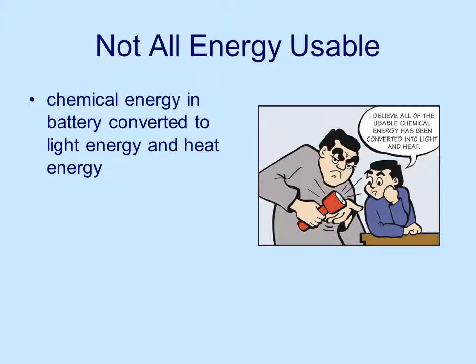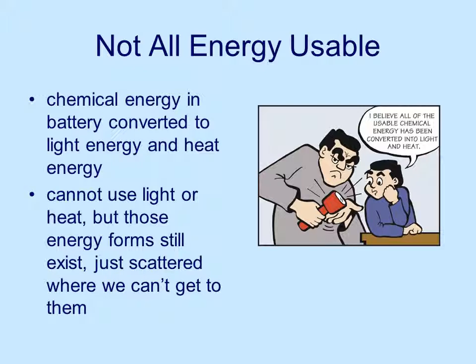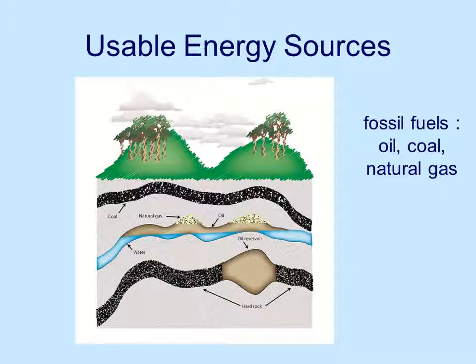Not all energy is usable. Chemical energy in a battery can be converted to light energy and heat energy. Now, we can't use the light or the heat. We can see it. We use the light to see where we're going, but we can't use it to do anything else. So they are there. They're just scattered where we can't get to them. We can't do anything else with them.